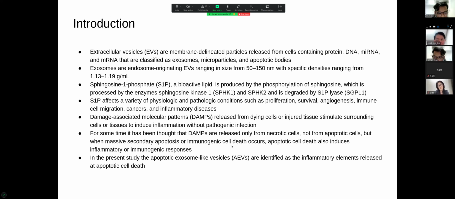Introduction: the extracellular vesicles are membrane-bound particles released from almost all kinds of cells, and they contain DNA, microRNA, and messenger RNA. They are classified as exosomes, macroparticles, and apoptotic bodies based on their size. Exosomes originate from endosomes, their size ranges from 50 to 150 nanometers, and their specific density ranges from 1.13 to 1.19 gram per ml.